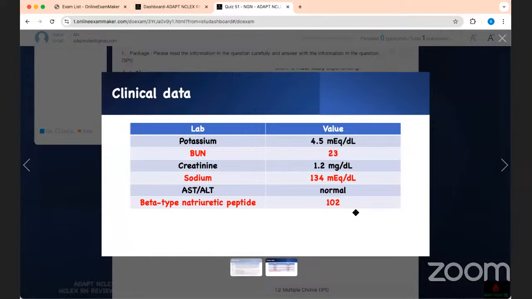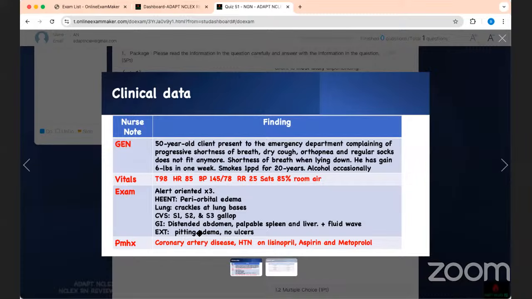Therefore, we have elevated BNP. We have low sodium because of fluid overload. You see how everything's connected. We have somebody who has coronary disease, probably has a heart disease, is not taking his medication, and all of a sudden is developing chronic heart failure. This is chronic heart failure, not right heart failure, not left heart failure. Why? Because there are both signs and symptoms of pulmonary system congestion and then systemic congestion.